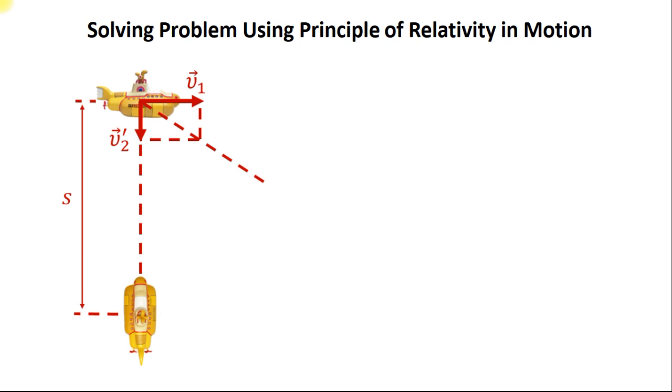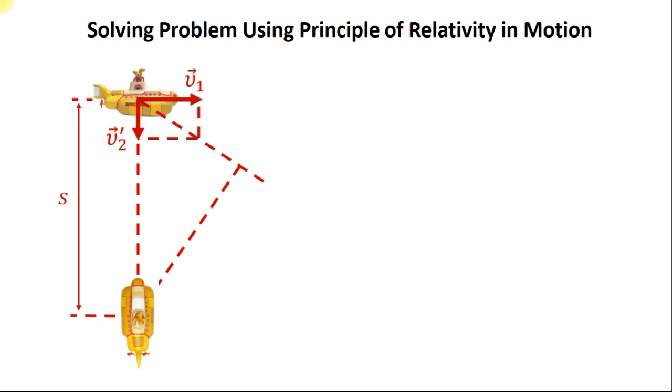So the shortest distance between submarines is the length of the perpendicular from this point, where the attack submarine is located, to this line, which represents the trajectory of the spy submarine with respect to attack submarine. So let's find the length of this perpendicular. Geometry will help us to do that.